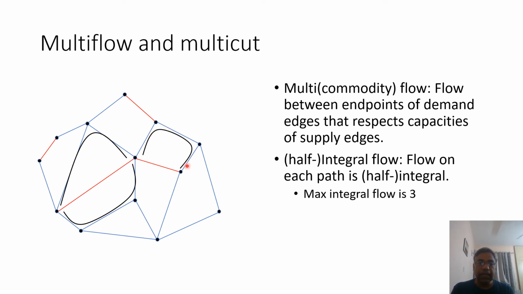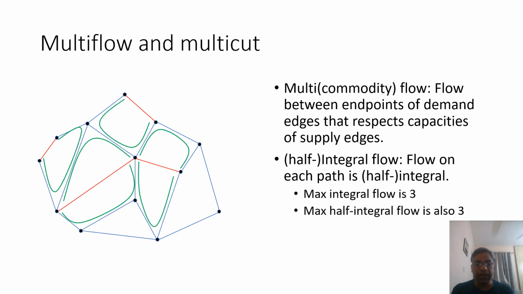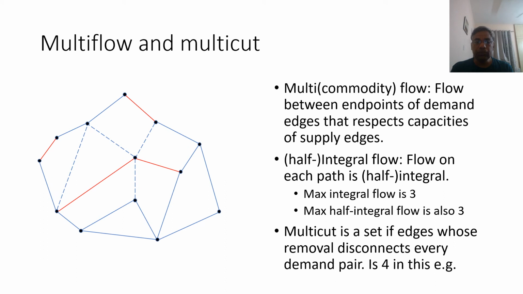Here we actually have an integral flow, because I can send 1 unit of flow along this path, 1 along this, and 1 along this. And I have an integral flow of value 3, and I want to find the maximum integral flow. If you look at this example carefully enough, you'll realize that this is also the maximum integral flow. And if I want to look for the maximum half integral flow, then I could potentially route the flow like this. So on each of these green paths, I'm routing half a unit of flow. There are at most 2 paths which are using any edge, and this also has a value of 3.